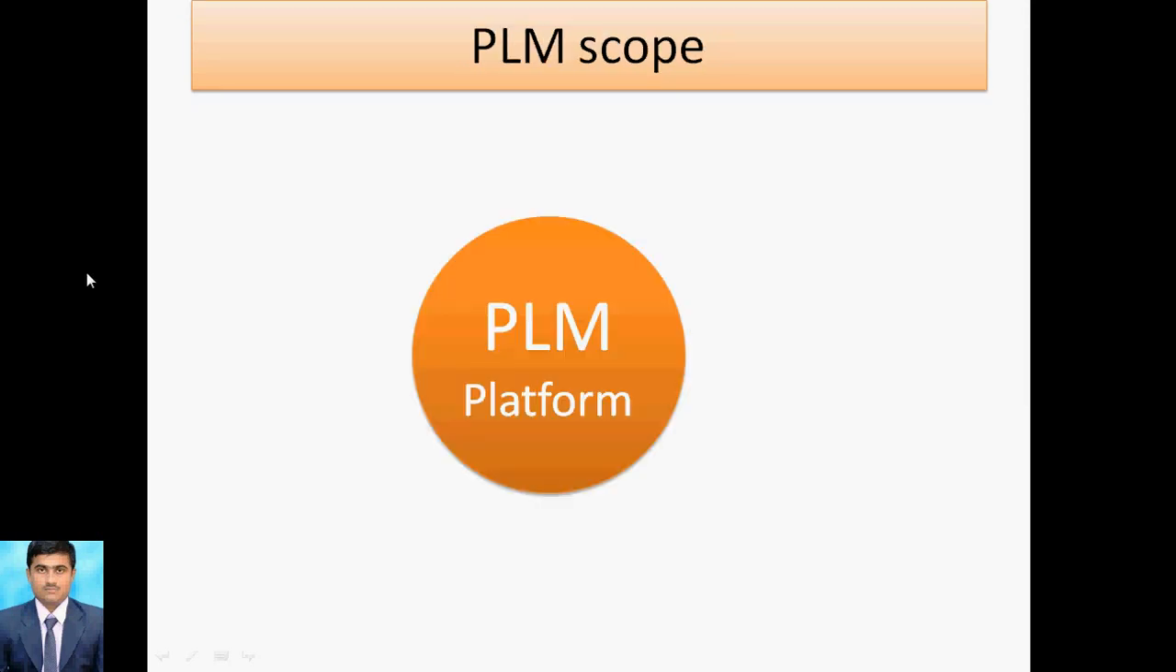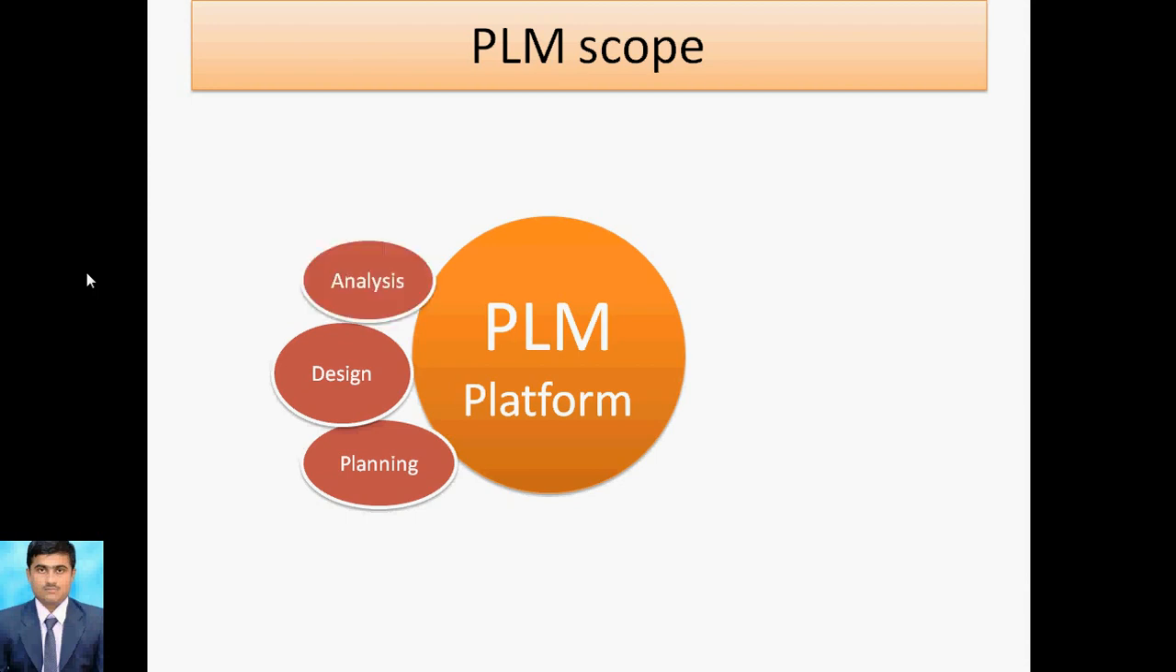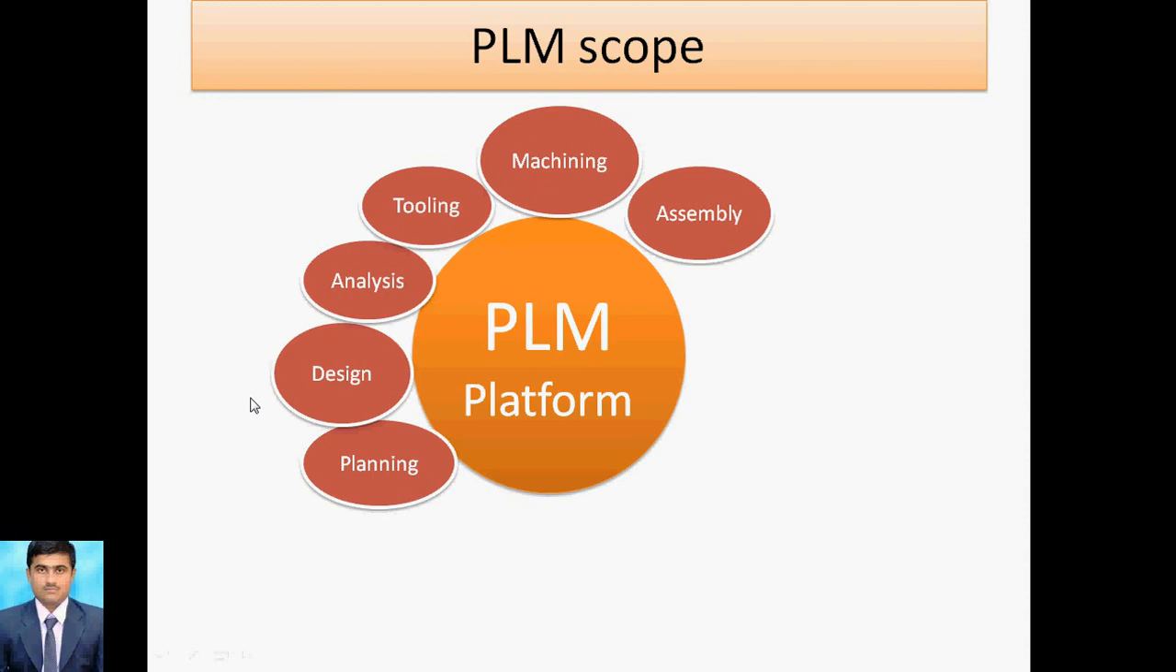The next is PLM scope. This is the platform. Planning is important for the product development process. Then design. Here we can decide the dimensions as well as create a rough sketch with different features. Then we can go for parametric design. Then we go for analysis. Then we can select tooling for the CNC or VMC machines. According to usage, we can go for tooling. Then machining. Here the machining processes can be defined with the help of shop floor management. Then we go for assembly.